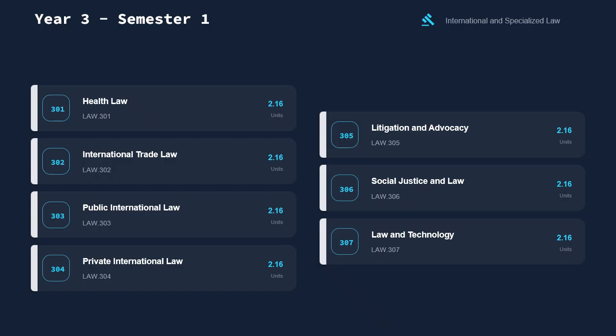Year 3, Semester 1, International and Specialized Law. Course, Law.305, Litigation and Advocacy. Foundations of Litigation and Advocacy, Strategy, Ethics, and Skills. 1.1 The role of the advocate, officer of the court and zealous representative.